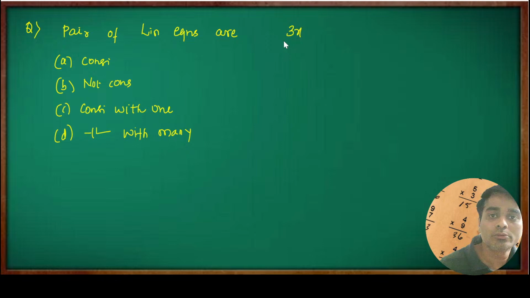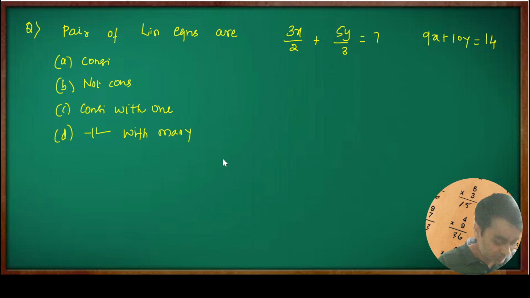3x by 2 plus 5y by 3 equal to 7. This is one equation. And another equation is 9x plus 10y equal to 14. These are the two equations given. Now we have three conditions, correct? Wherein we will check whether a1 by a2 is equal to b1 by b2, then c1 by c2, all these things. So you can see here, first, if you see 3 by 2 and 5 by 3, this first equation.